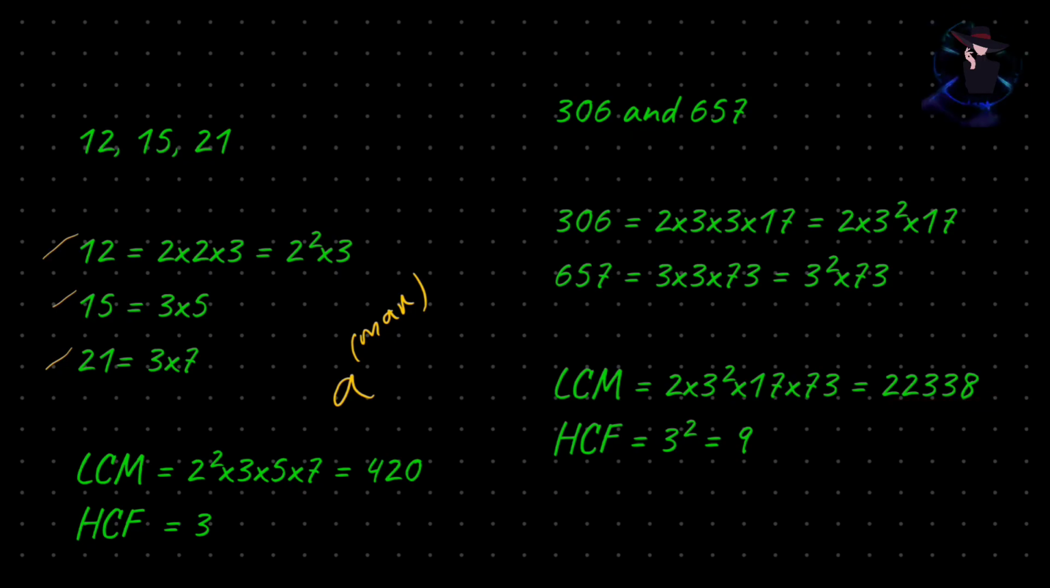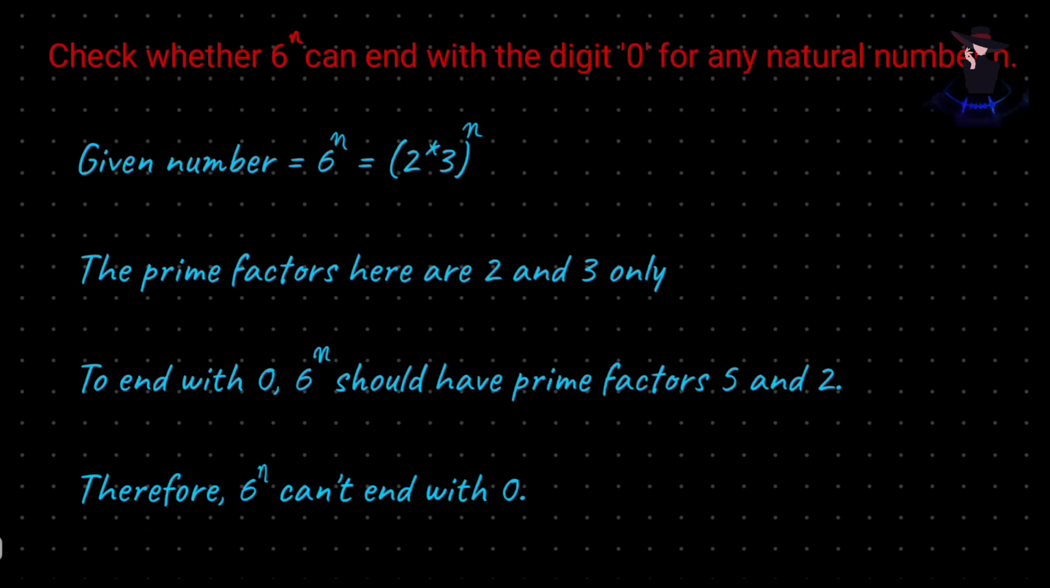Now the HCF is the highest common factor. Is 2 common in both? No. What's the common thing here? We have 3 square common. So 3 into 3 is equal to 9. HCF is 9.